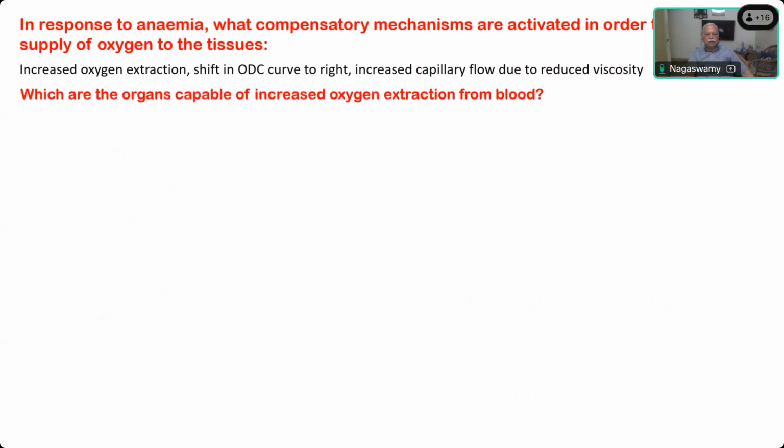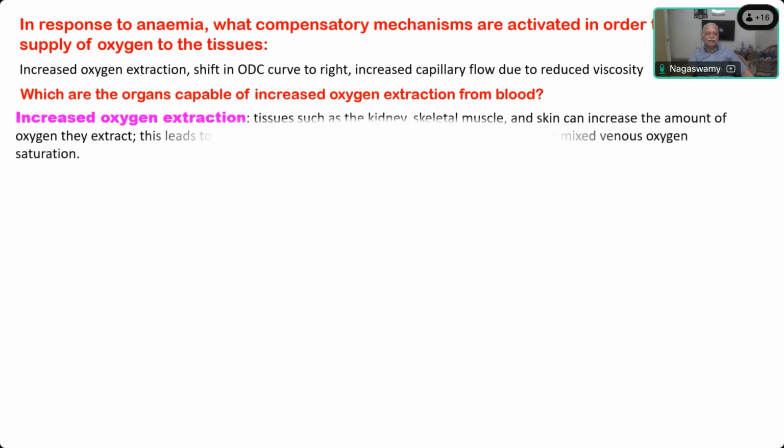Now, which organs are capable of increasing the oxygen extraction from blood? Heart. Brain, sir. Heart and brain both cannot do that. I will show you in the next question. So for increased oxygen extraction, tissues like kidney, skeletal muscle, and skin can increase the amount of oxygen they extract. This leads to an increase in total body extraction and a decrease in mixed venous oxygen saturation.